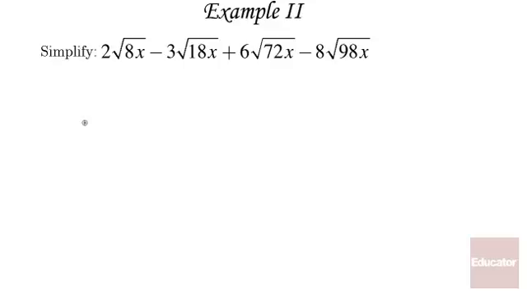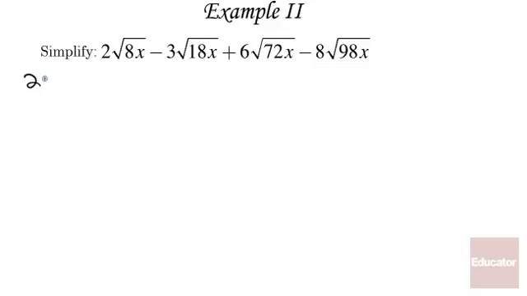Okay, this example looks a little bit more complex, but you need to keep in mind that we have to simplify first. Because at first I look at this and I say, okay, there's no like radicals. But I can't really say that until I have them in simplest form. So let's go ahead and simplify.